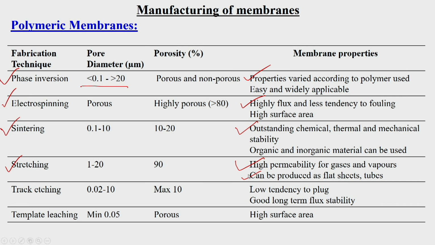For track etching, the pore diameter ranges from 0.02 to 10 micron, and a maximum of 10% porosity is observed. It has a low tendency to plug and good long term flux stability. For template leaching, the minimum pore observed is 0.05 micron, and it is highly porous with high surface area.